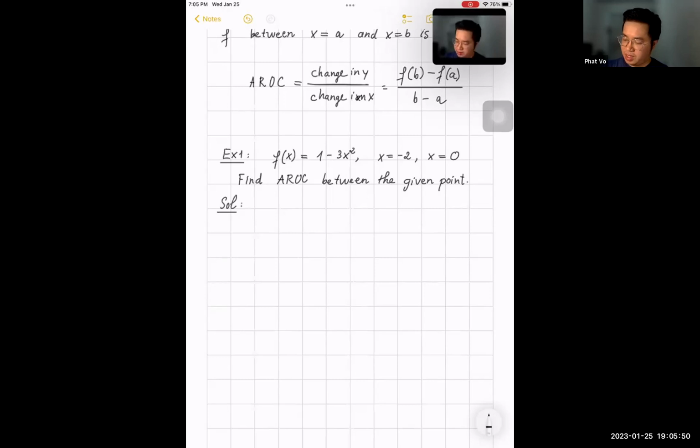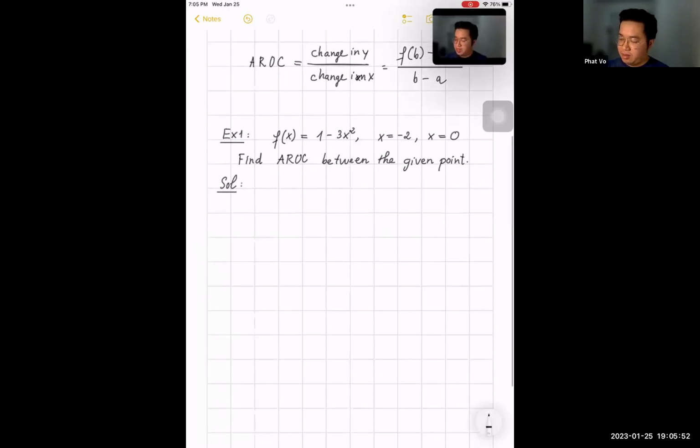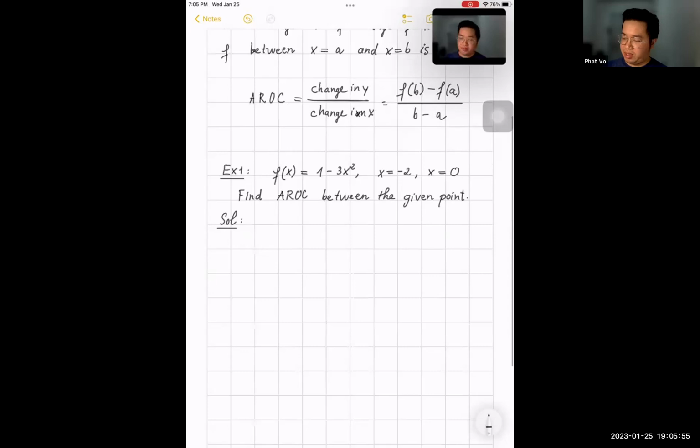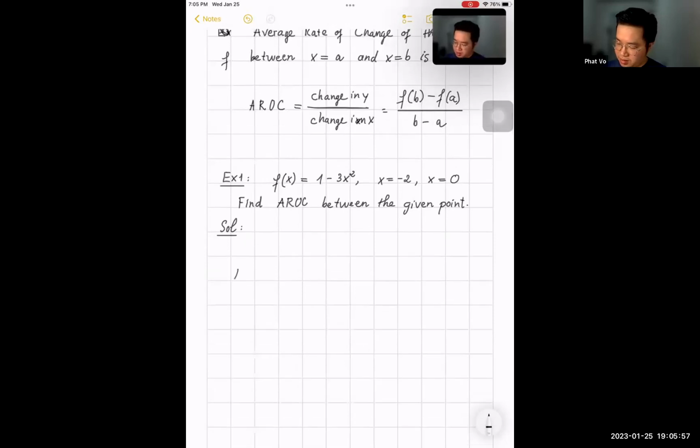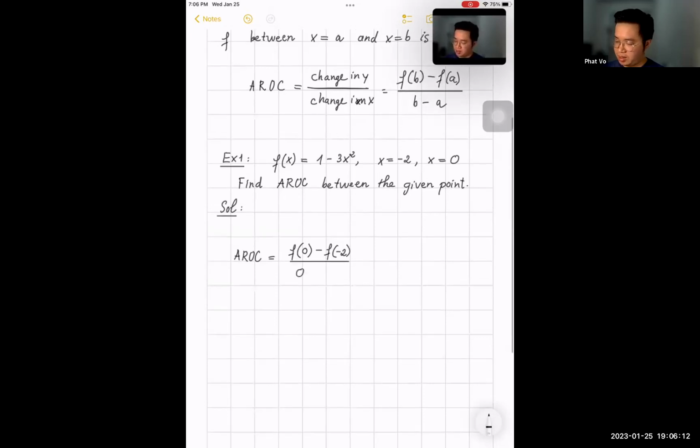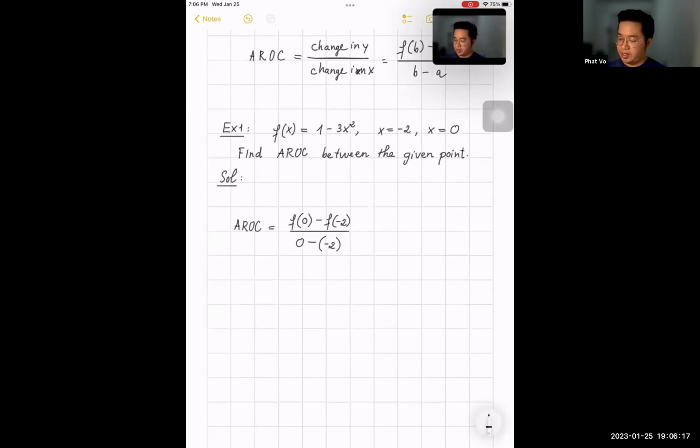Okay, the solution is as follows. I will apply the formula of the average rate of change. So it's equal to the change in y, that means f at 0 minus f at -2, over the change in x here, that means 0 minus -2. Okay. So now we need to calculate the value of f at 0 and the value of f at -2.